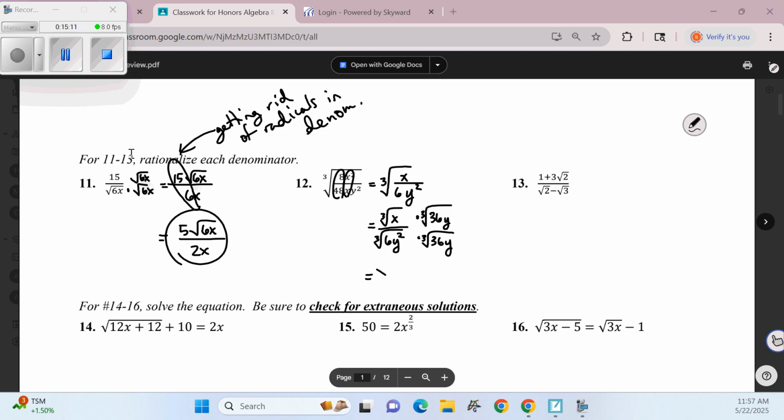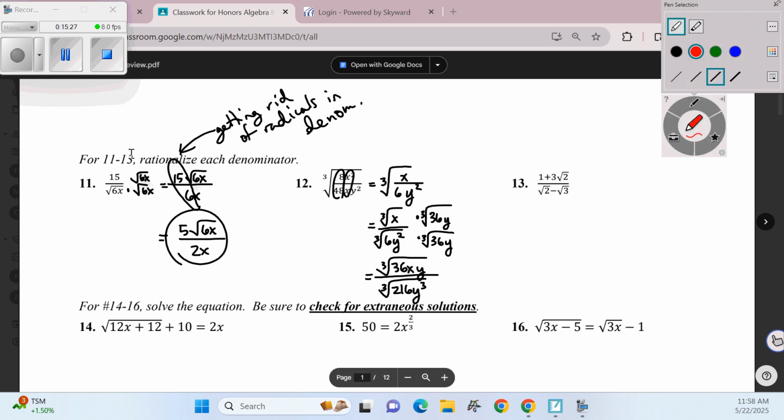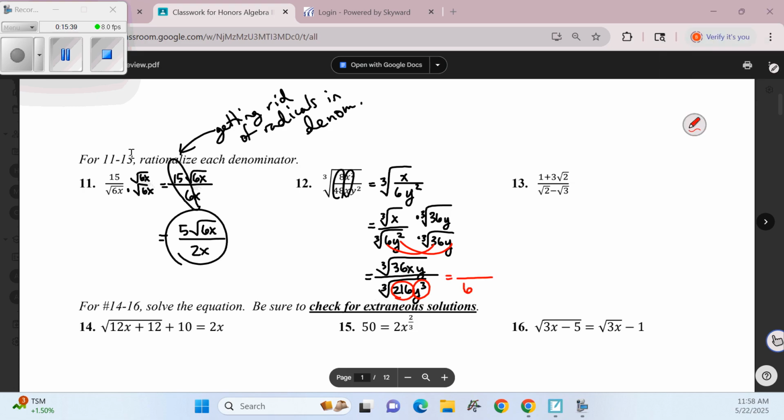On the top then, this becomes the cube root of 36xy all over the cube root of 216y cubed. And by design, both of these things in the denominator, you could probably skip this step. That's a perfect cube and that's a perfect cube because that's what we've set up here, to make sure that that happens. So the cube root of 216 is 6, the cube root of y cubed is y, and then up top we've got this cube root of 36xy.